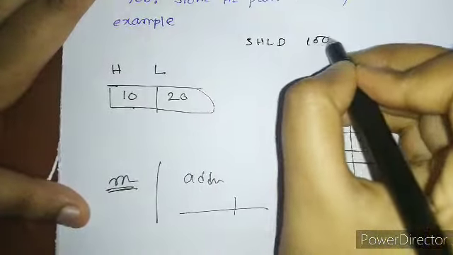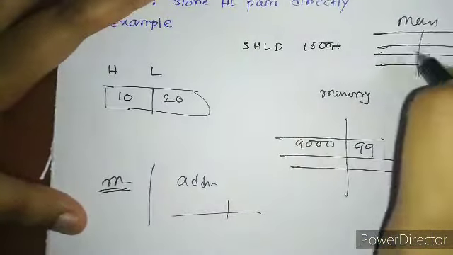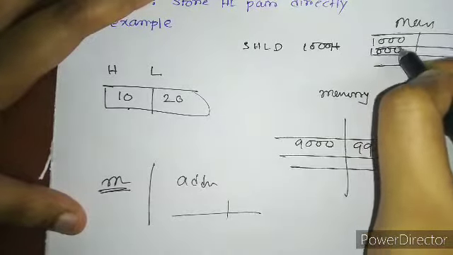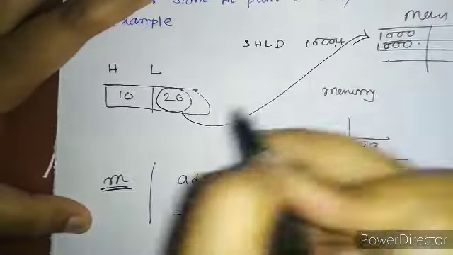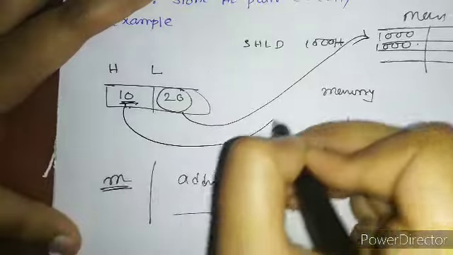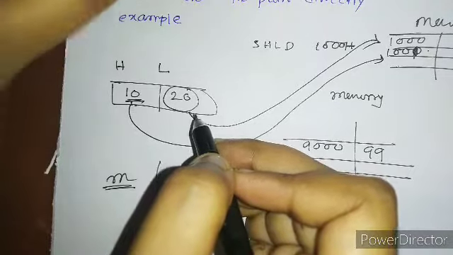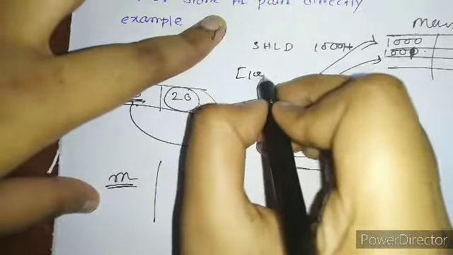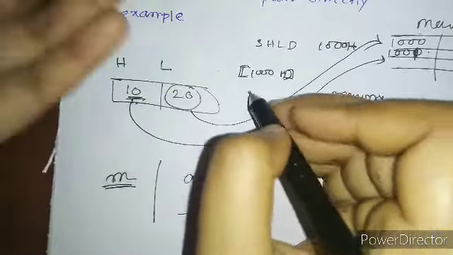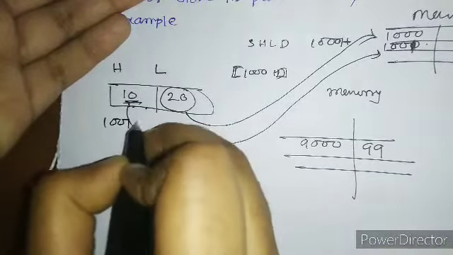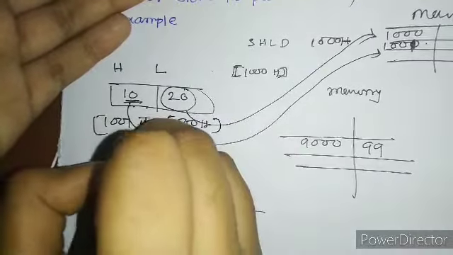SHLD 1000H. This means there is this memory location 1000H. First, the lower data, 20, will get stored at 1000H. 10 will get stored at 1001H. This is not an address, this is data given by the address. This is why we can write this as (1000H). These braces mean that this is data given by the address. Okay, so L gets from 1000H, and H gets from 1001H. Clear?